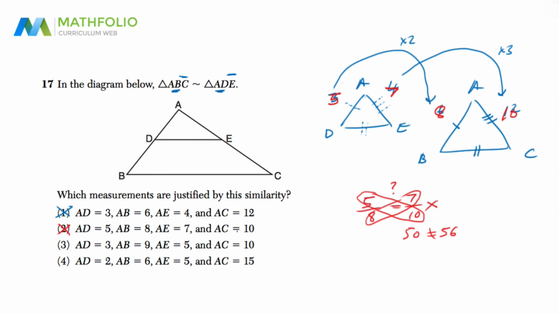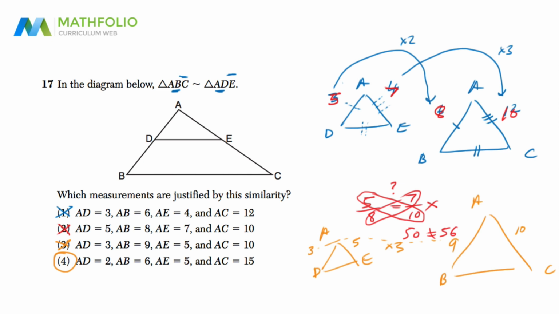All right, next if we take a look, I'm gonna separate these just so it's a little clearer again. A, D, E, and then over here we got the bigger one, which is A, B, C. So here it says AD is 3, so let's put a 3 there, and then AB is 9. Okay, so this looks like times 3. And then we know AE is 5 and AC is 10. Well, that doesn't work. 5 times 3 is not 10, so it's not this one. So therefore it must be option number 4.